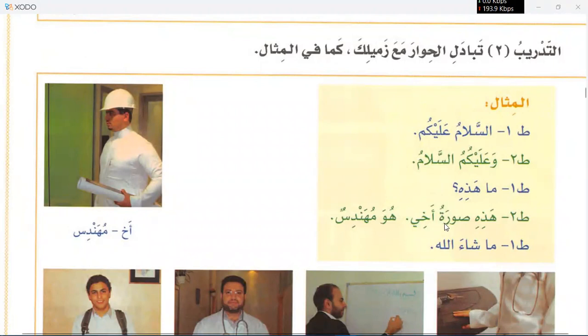The word sura is a feminine word, that's why we are using hadhihi here. So you need to just ask what is this, and the second person will say, this is the picture of my brother. He is an engineer. Then the first person will say, MashaAllah.